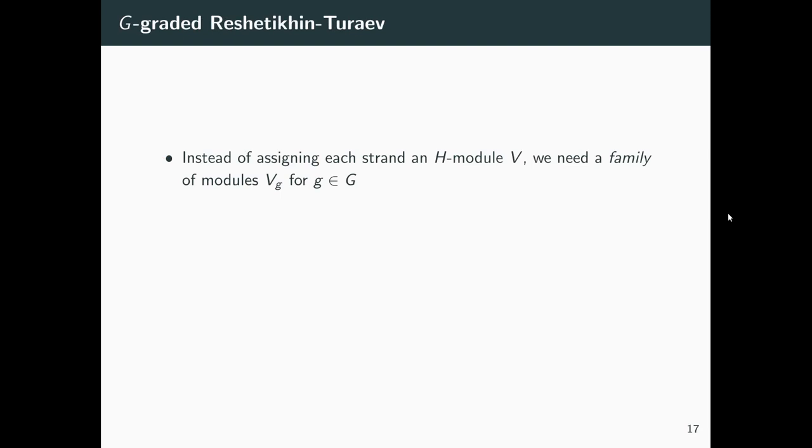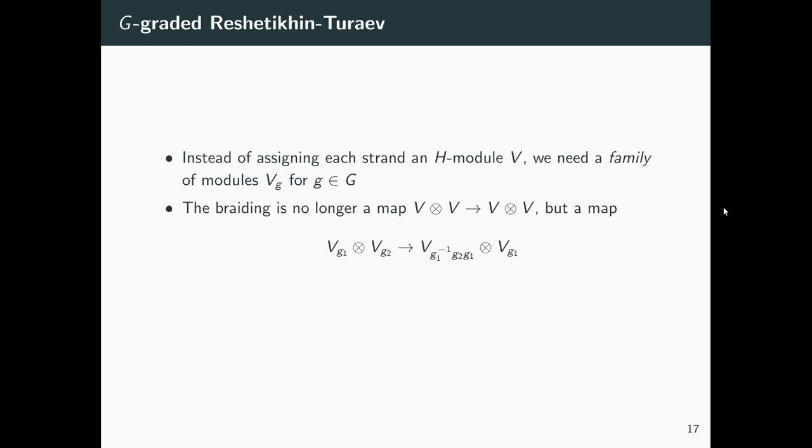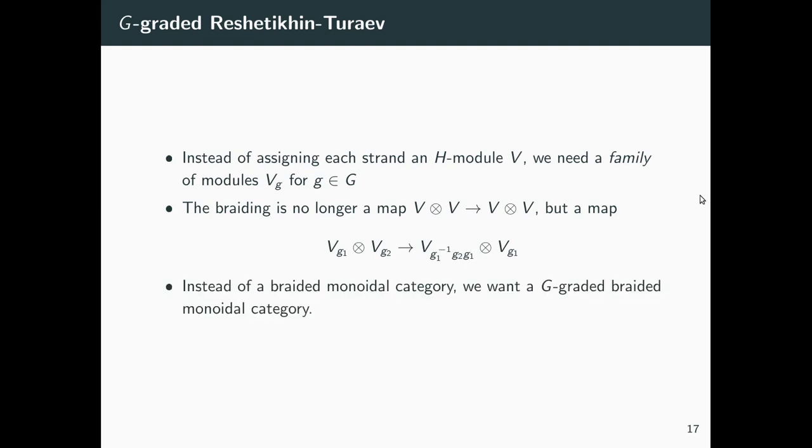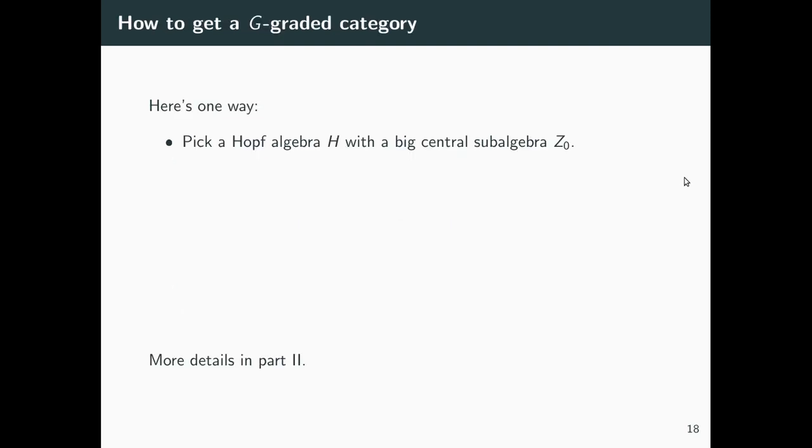As an example of what I mean by G-graded, if you've seen this sort of category theory stuff, maybe you know where I'm going with it, but if not, one thing I mean is that I can't just send each strand to V, because these strands are parameterized by elements of the group now as well. So I need a family of modules, one for each element of G. And the braiding is no longer a map from V tensor V to V tensor V, but it's a map between different isomorphism classes, G1 tensor G2 goes to a different thing because the colors get changed when I braid. So what that means is we don't have a braided monoidal category, we have a G-graded braided monoidal category.